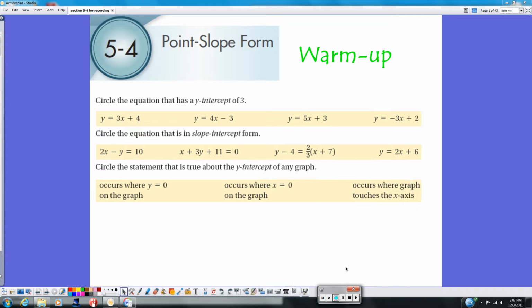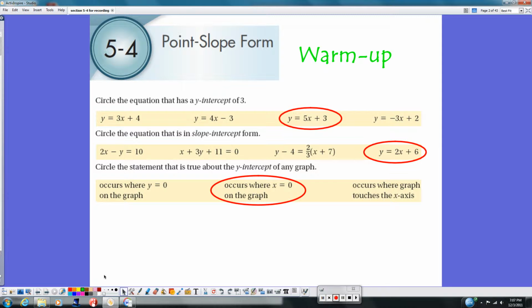Welcome to section 5.4. In section 5.4 we're going to look at another form of the equation called point-slope form. Let's start with a warm-up. We want to circle the equation that has a y-intercept of 3. In the second one you want to circle the equation that is in slope-intercept form. And the last one you want to circle the statement that is true about the y-intercept of any graph. So let's see how you did.